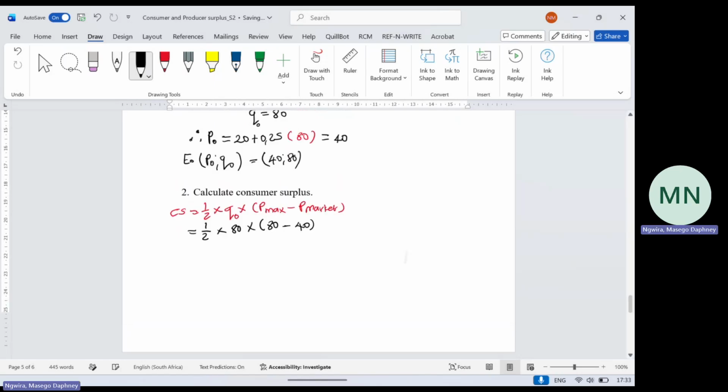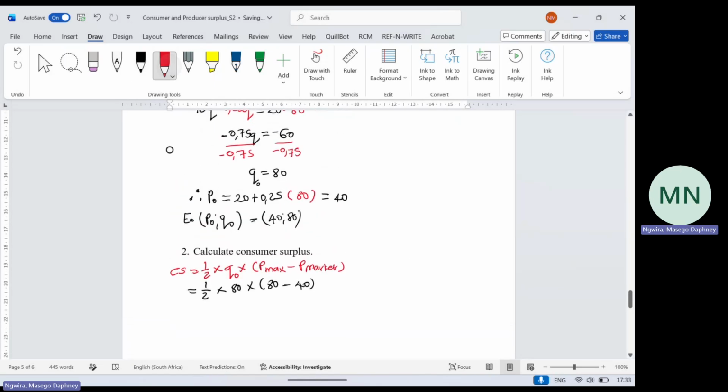Remember that's your market price. Let me write it. Market price. And then our final answer will be 1,600. So that's your consumer surplus.